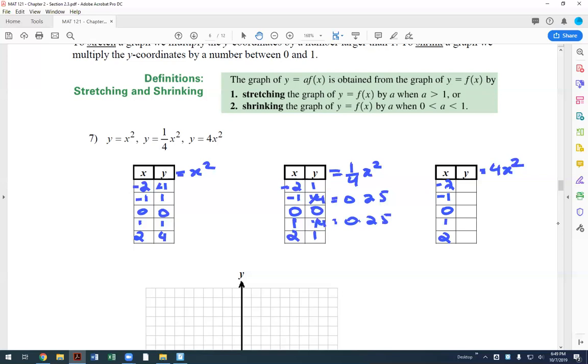So you will have 4 times 4, which is 16. 1 times 4 is 4. 0 times 4 is 0. 1 times 4 is 4. 4 times 4 is 16. And again, we've got 3 good points right here in the center that you can use to graph. I'm not sure what other x values you could use and get good numbers because you'd have to go into fractions then. Okay, so let's see what this graph ends up looking like.